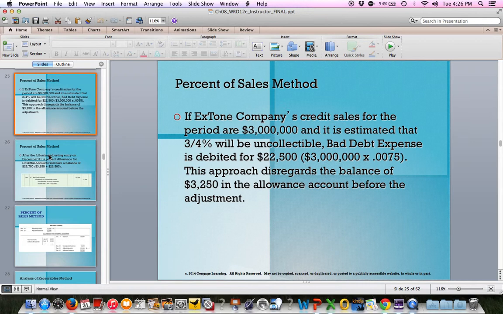In this approach, this is a key thing, and when you do the homework problems, you're going to notice this. This approach completely disregards what the balance of the allowance account is for adjustment. We don't even look at it first. We just take credit sales times the percent, we get a number, and that drives my journal entry. And remember, it's only credit sales that we're concerned about. Cash sales are collected, right? There's no worries there. We've got that money. It's just the credit sales that we focus on.